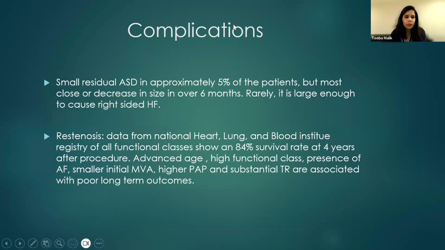There was some data from National Heart, Lung and Blood Institute Registry of all functional classes. It showed that 84% survival rate at 4 years after procedure, but advancing age, high functional class, presence of AF, smaller initial mitral valve area, higher pulmonary artery pressure, and substantial tricuspid regurgitation, they were associated with poorer long-term outcomes. And then the valve can restenose as well.